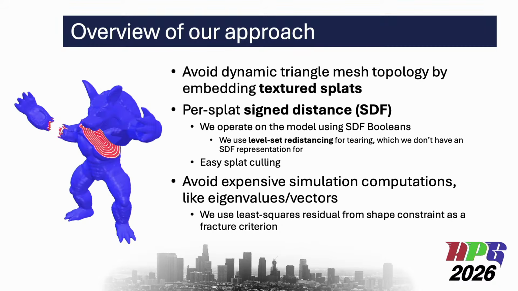We also avoid a lot of bookkeeping headaches by not embedding a triangle mesh in our model, but instead embedding splats. We keep a per splat sign distance to the surface for fast culling and easy implementation of some dissection interactions using Boolean operations. We also avoid expensive computations like eigenvalues for principal stretch and use cheap proxies like the least squares residual from shape matching as a fracture criterion. So there's really, despite the name of the session, very little actual simulation or physics being done here.